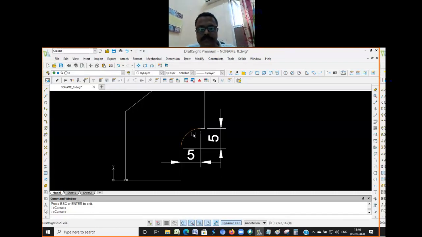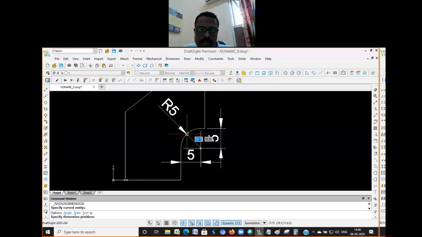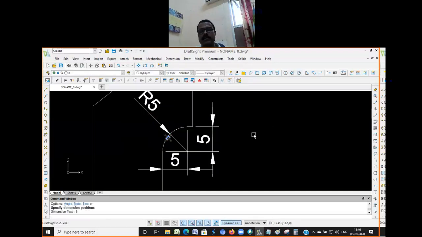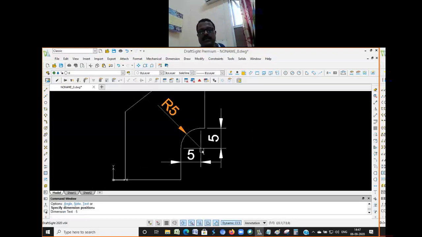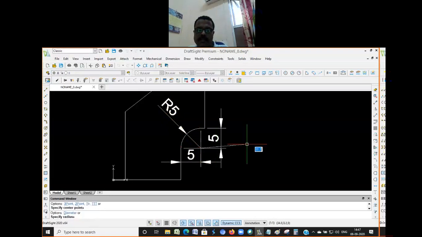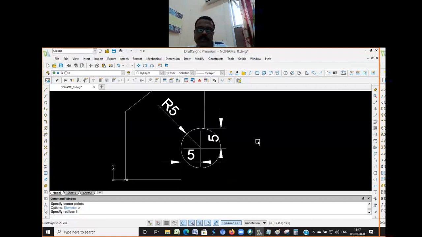Okay. I want to see the radius. How much is the radius of this? So this is also 5 millimeter. Okay, and this is the center of the circle. So basically, I have a circle with a radius of 5 millimeter that is drawn somewhere here, and it is smoothing these two edges. Okay, understood?